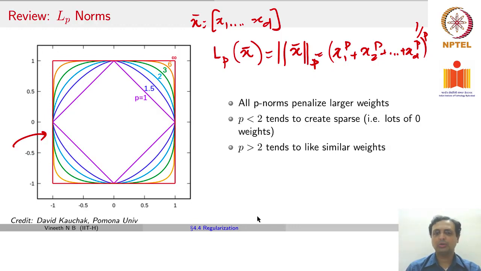This is important because this helps us understand certain aspects of regularization that we'll visit soon. A couple of points to keep in mind here is that when P is less than 2, it tends to create sparse weights, and when P is greater than 2 or greater than or equal to 2 for that matter, it tends to create similar weights. We'll see why this is the case in some time from now.